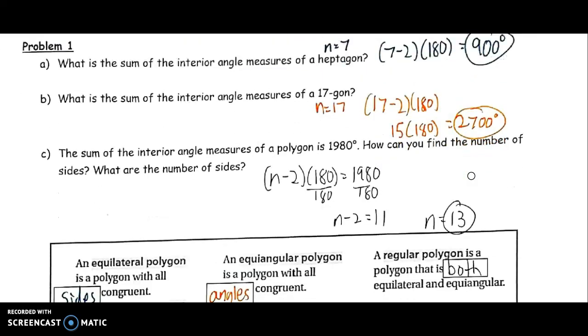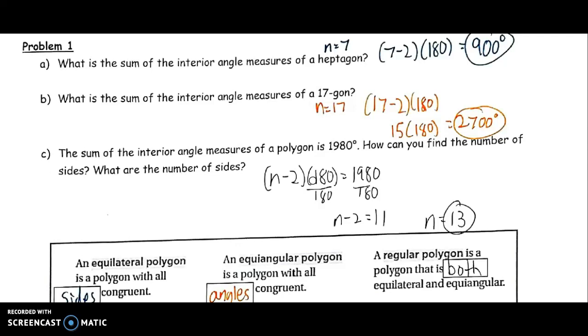You can also use that rule and go backwards. I know that if the interior sum is 1,980, the equation that I could set up to find the number of sides is to use that same formula. I know that (n minus 2) times 180 will give me my total. This time I know the total, I just have to figure out what n was to begin with. So we're just going to work our way backwards.